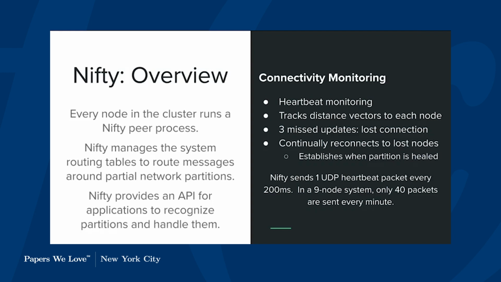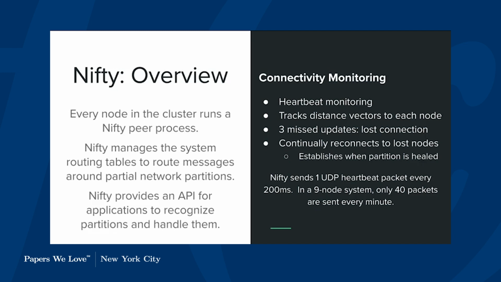So with Nifty, every node in the cluster runs a Nifty peer process. This is independent of the distributed system that you're running. You don't need to modify your RabbitMQ implementation or your HBase implementation or your MongoDB implementation. This is a peer process that's basically managing the routing tables on the machines it's running on. Nifty also provides an API for these applications to actually recognize these partitions and handle them. This may mean rerouting traffic. It may mean degrading availability based on which node is on which side of the partition. And this will allow the cluster to continue on without overloading the bridge nodes.